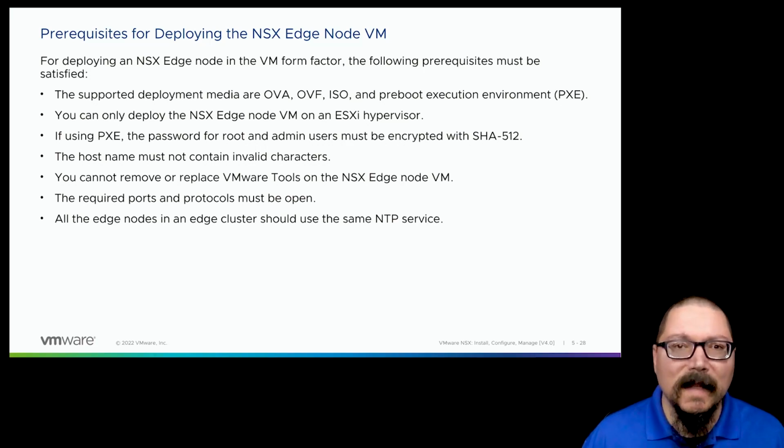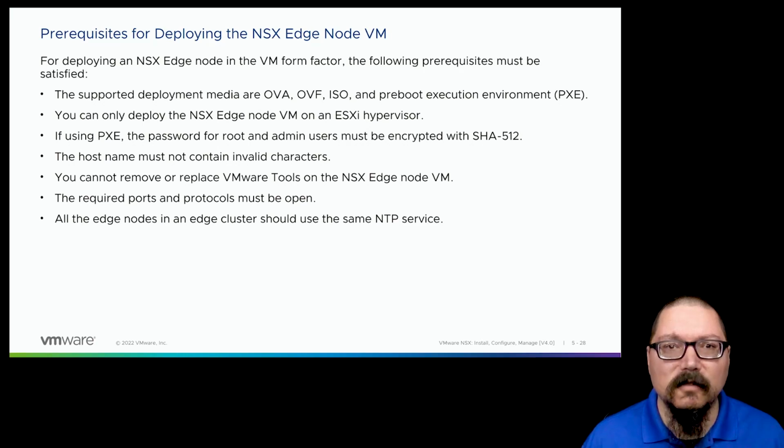There are cases where maybe I have other automation set up that's driving the deployment of these edge nodes. Now, if I'm using those, then I have to think about the fact that my password needs to be SHA-512 encrypted, and that my host name has to be good, and the fact that these are virtual machines, they're going to have VMware Tools deployed automatically, but I'm not going to change those. I don't want to remove, replace, upgrade anything. Just leave VMware Tools alone. There are some requirements we have to meet here.